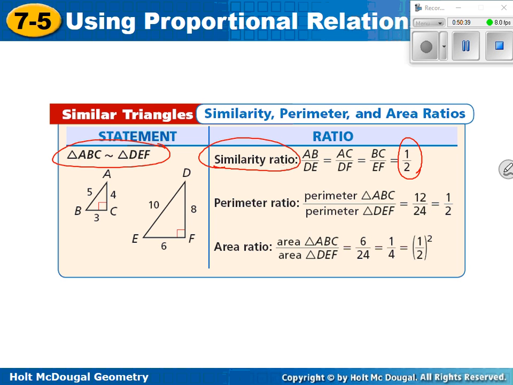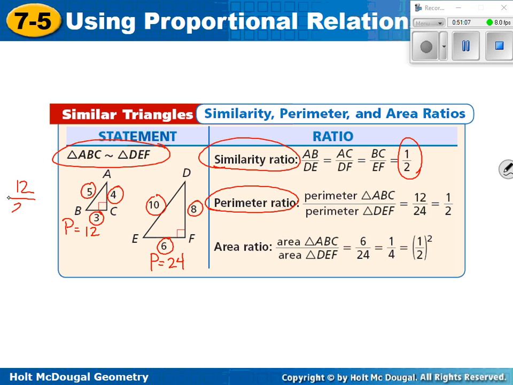So let's real quick look at the perimeter and the area of these two shapes. How do I find the perimeter of this triangle? Add them all up. What would I get? 3 plus 4 plus 5 is 12. Perimeter of this triangle, 6 plus 8 plus 10 is what? 24. Look what happens when you compare the ratio of the perimeters.